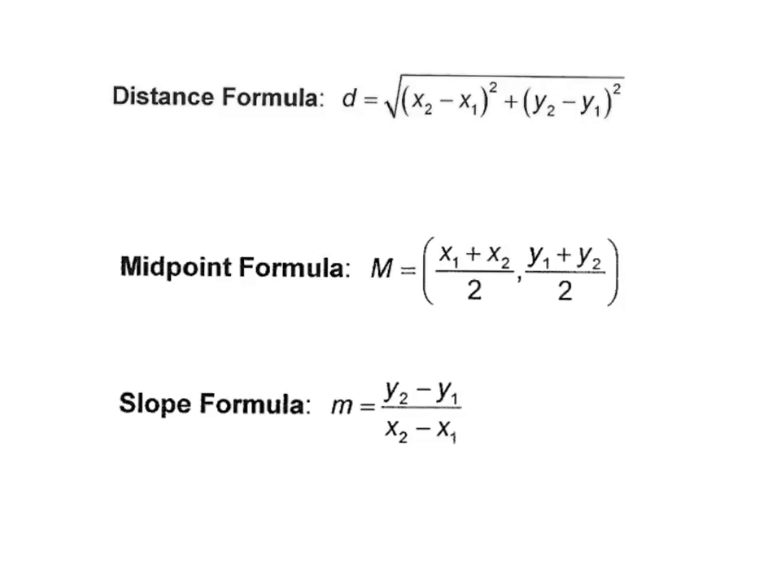And when you have 2 points, remember they're labeled x1, y1, and x2, y2. The first x and the first y, the second x and the second y. So when you're given the 2 points and asked to find the distance, you'll plug the numbers into the distance formula. The midpoint formula is to add the x's, divide by 2, add the y's, divide by 2. And then the slope formula, m equals y2 minus y1 over x2 minus x1.